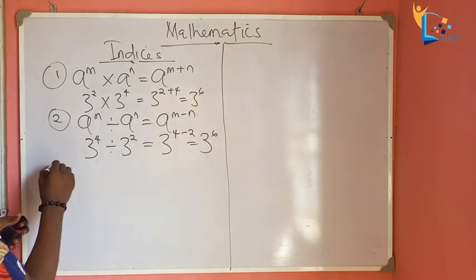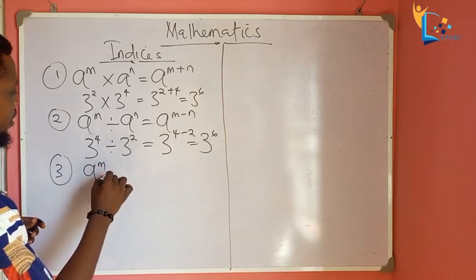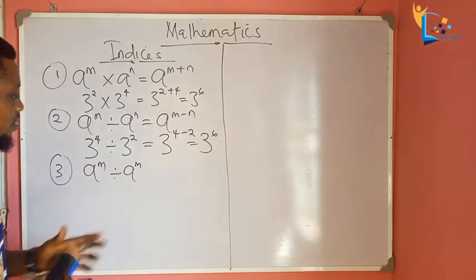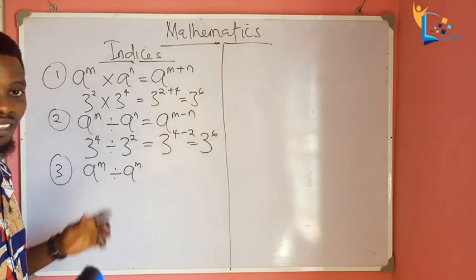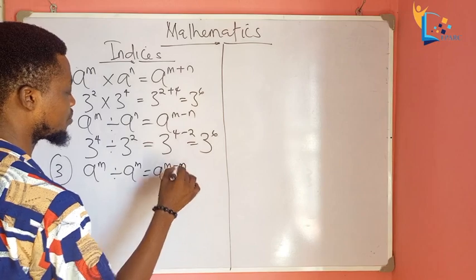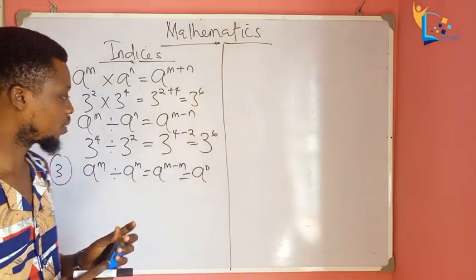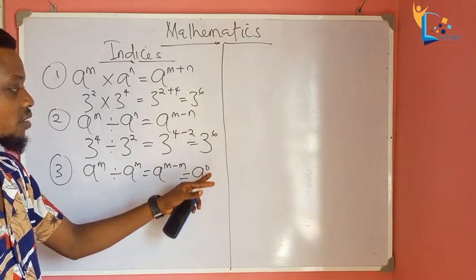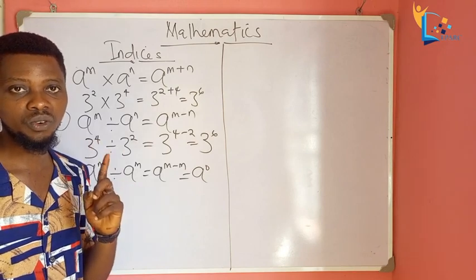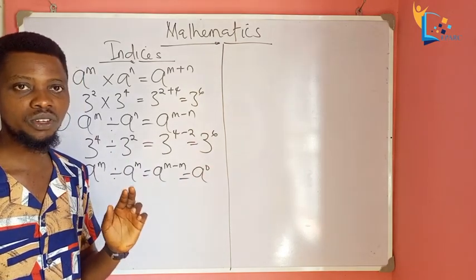Then number 3, we have if a raised to power m divided by a raised to power m. Now in this case, the bases are the same, the powers are the same. So you have a raised to power m minus m, which is equal to a raised to power 0, okay? In the laws of indices, whatever number that is raised to the power of 0 is equal to 1, no matter the number. Once it is raised to the power of 0, it's equal to 1.